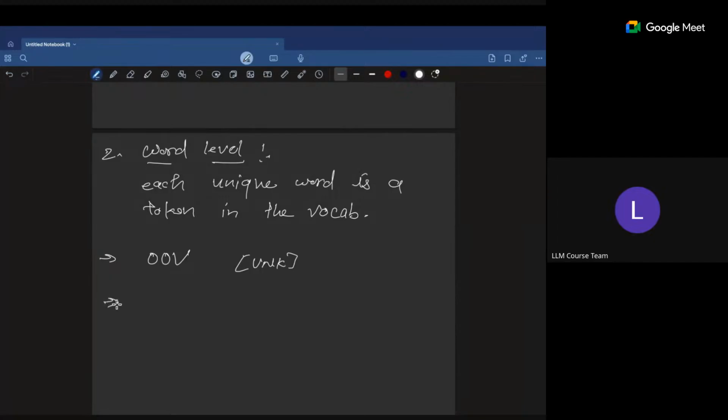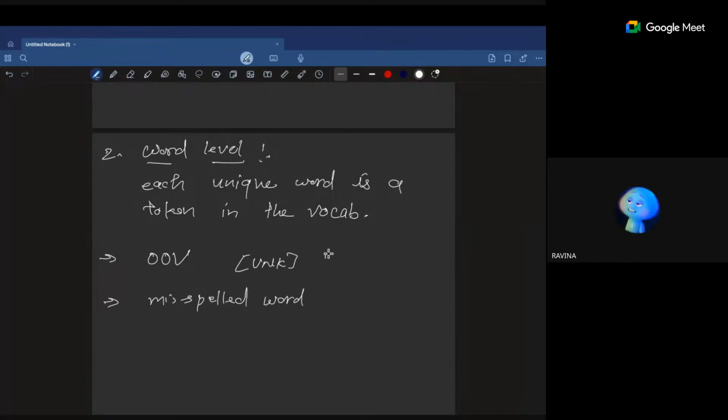And let's say you have some words with spelling errors in the test data, whenever you are doing inference using the tokenizer. Those words will also be treated as out of vocabulary words, right? So those misspelled words will also not be handled well by the word level tokenizers.